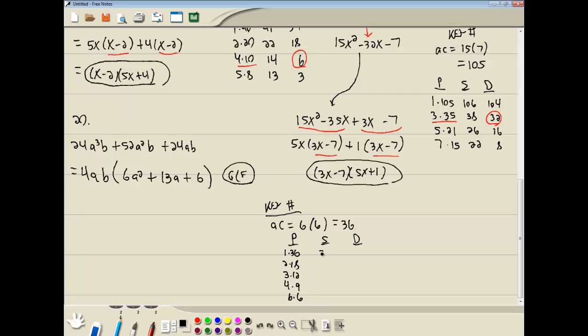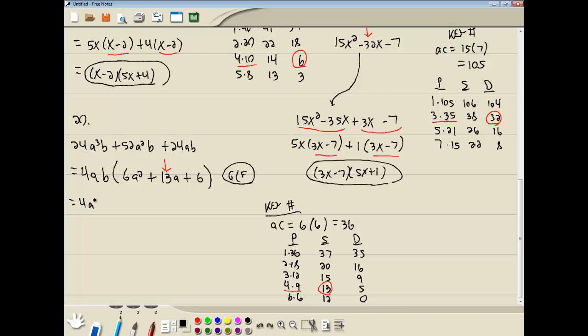Atom, 1 plus 36 is 37, 2 plus 18 is 20, 3 plus 12 is 15, 4 plus 9 is 13. 6 plus 6 is 12. Subtract them. Smaller from larger. 36 minus 1 is 35. 18 minus 2 is 16. 12 minus 3 is 9. 9 minus 4 is 5. 6 minus 6 is 0. Now, the number we're looking for is the 13, which is right here. So we're going to use 4 and 9.